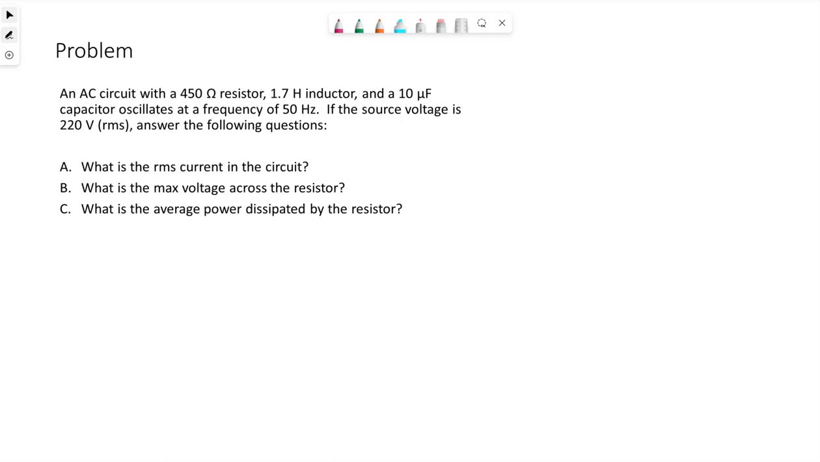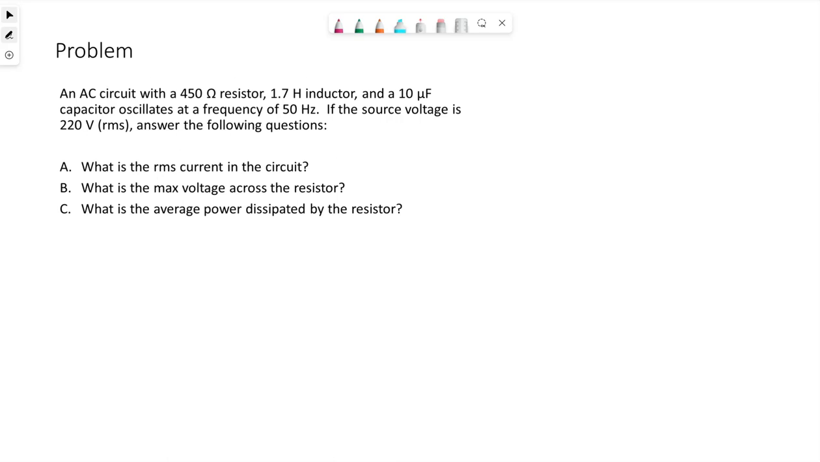We have a sample problem here. An AC circuit with a 450 ohm resistor, 1.7 Henry inductor, and a 10 microfarad capacitor oscillates at a frequency of 50 hertz. If the source voltage is 220 volts RMS, answer the following questions.